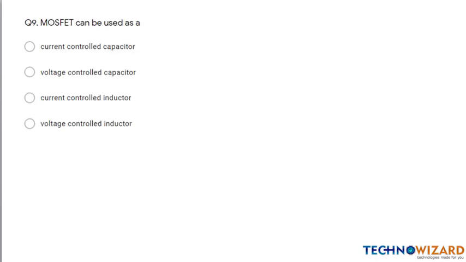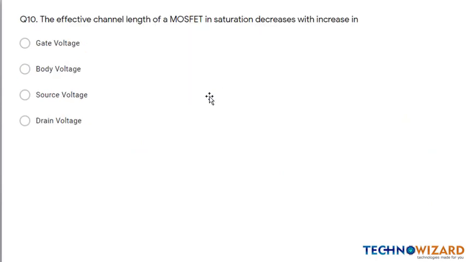Question number 9. As you all know, a MOSFET can be used as a voltage controlled capacitor. Therefore, option B is the correct answer. Question number 10.